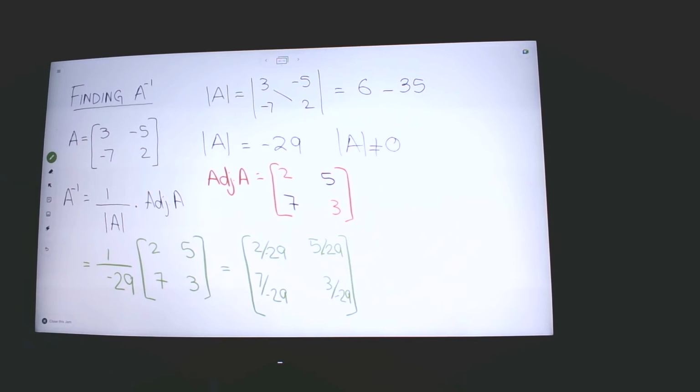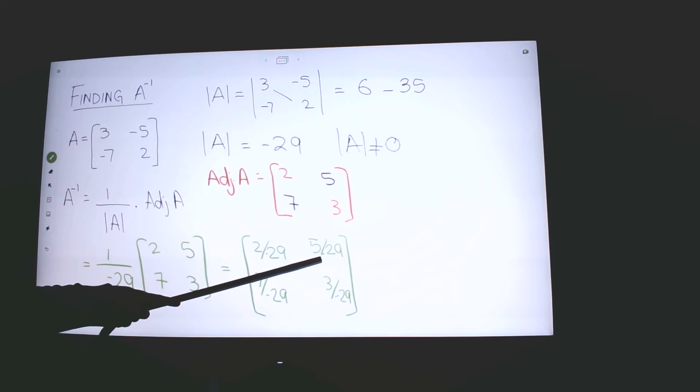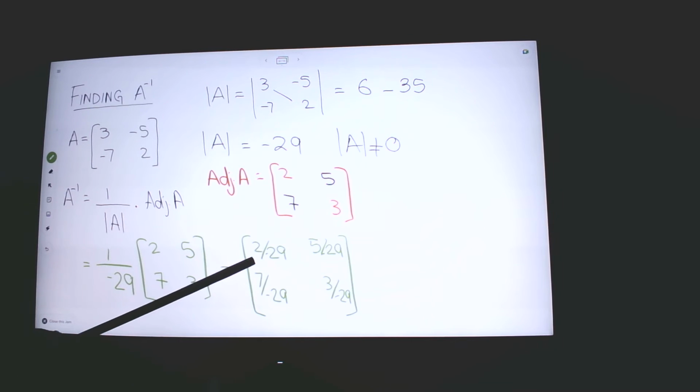So this is your A inverse. There is a negative here and a negative at that place as well, so all the 29s in the denominators are negative. Once you got the A inverse, you need to go back and put it in the previous equation.